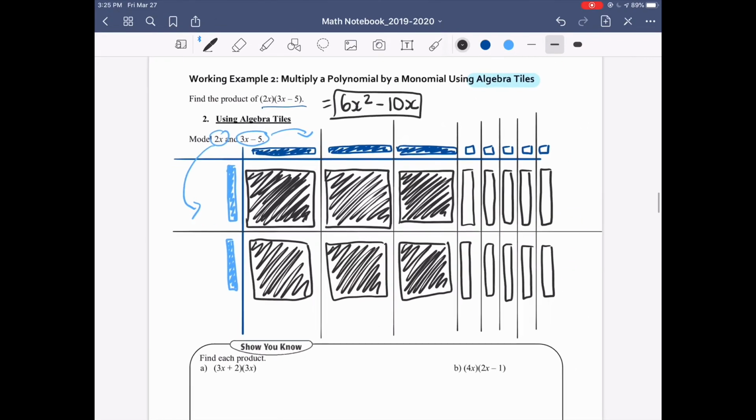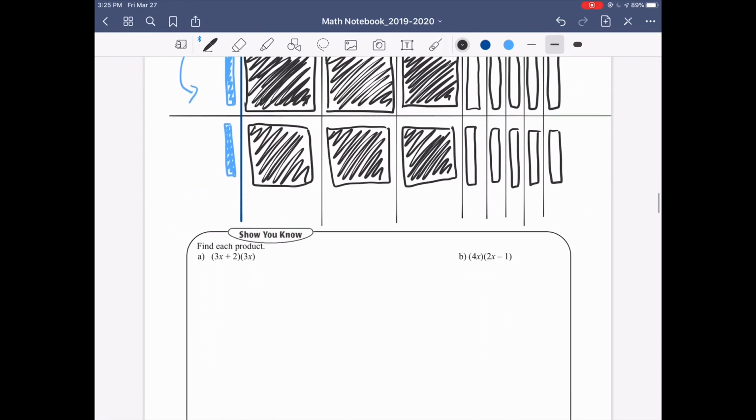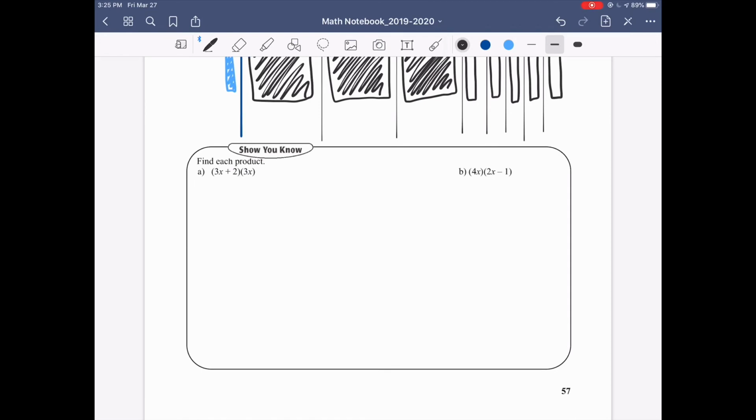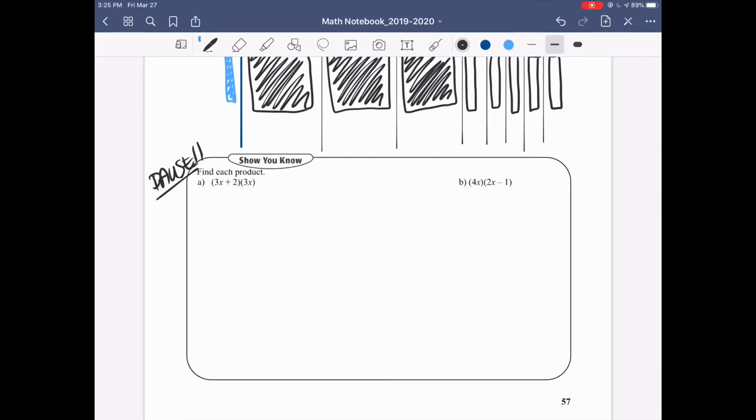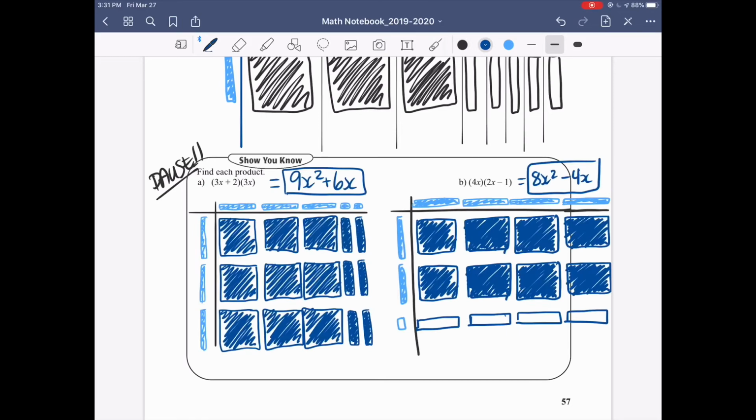So I want you guys to take a couple of minutes and do these two examples using algebra tiles and see if we'll get the same answer. So pause the video, draw these out, try them, and then we'll come back with the answer. All right, grade 9, if you unpaused, you should have gotten these two answers right here. So 9x squared plus 6x and 8x squared minus 4x.